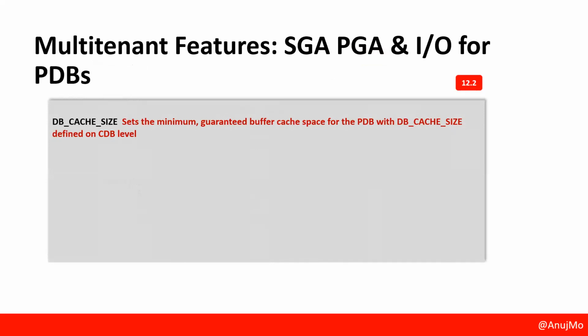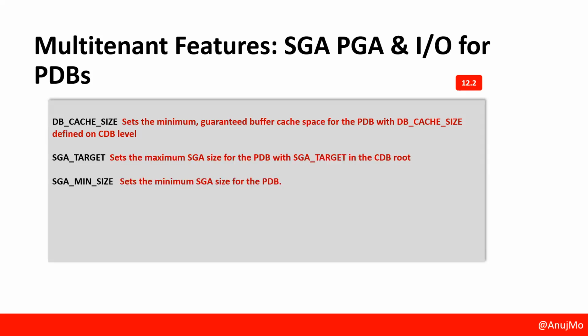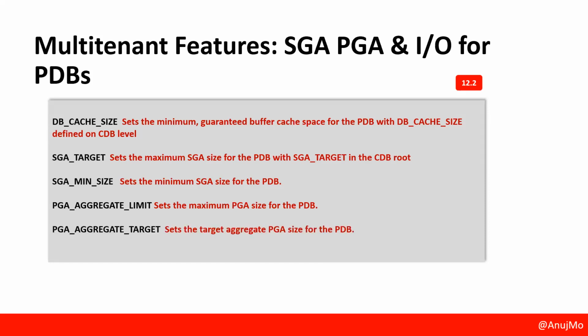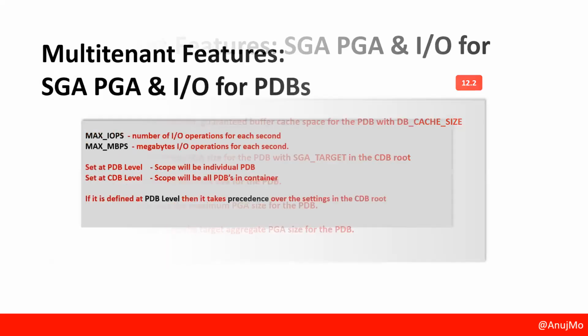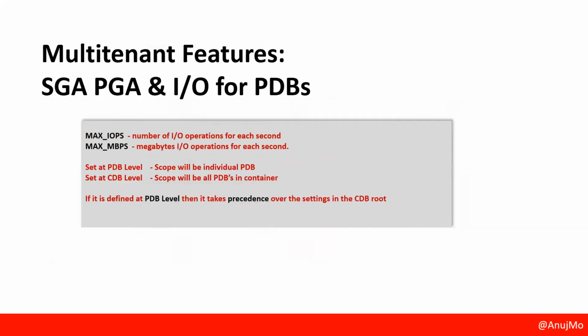Now we came a long way in consolidation, and then we have a requirement of how to manage memory components. Yes, you can do that on a PDB level. So you can run all these parameters on a PDB level. You can set PGA aggregate limit, PGA aggregate target, right? And the big part was it allows you to control IO also, which used to be only an Exadata-specific feature. So you can control max IOPS and max MBPS also.